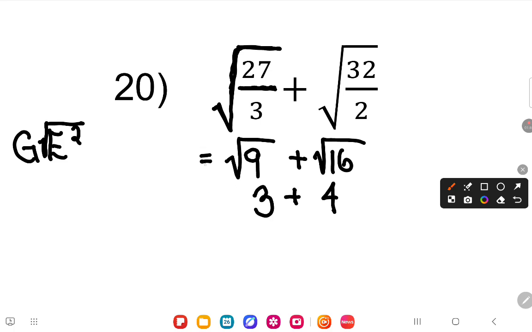I'll drop it down. Each line should be equivalent to the line before it. And now 3 plus 4 is 7. Nice. Hope that makes sense.